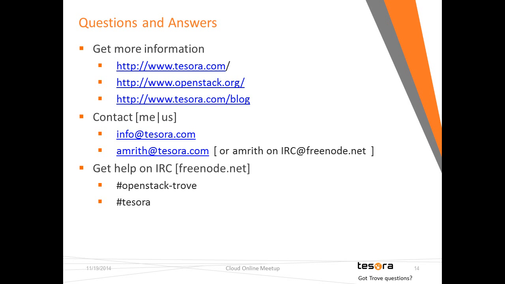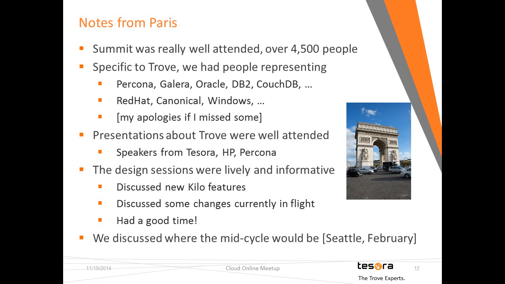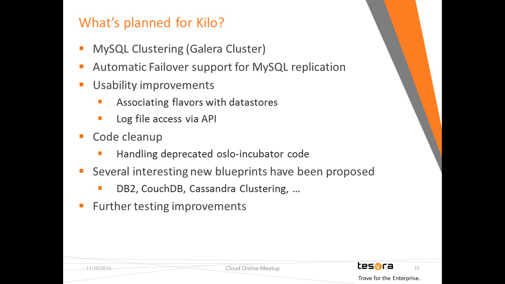Okay, let's look for another question. Great answer. Thank you. What are some of the big areas for Kilo that are planned in Trove? Let me just scroll back to that slide and put it up there. What's planned for Kilo? You should be able to see the slide now. The big areas which we're targeting for Kilo are enterprise readiness features, Galera cluster for clustering. By the way, that's Percona XtraDB Cluster under the covers.